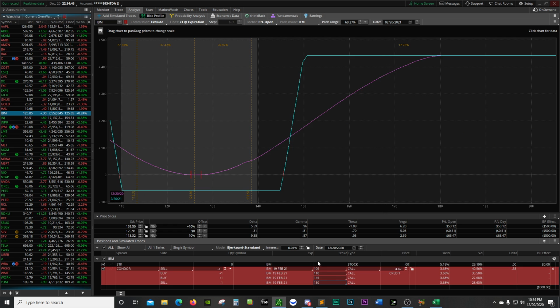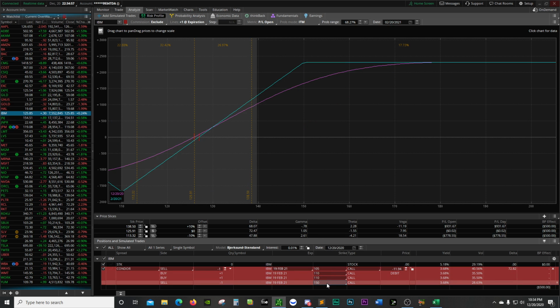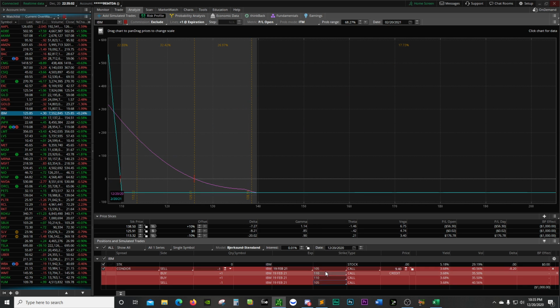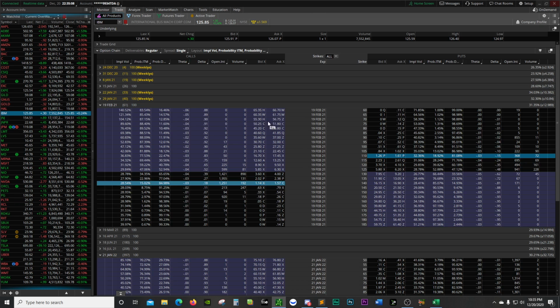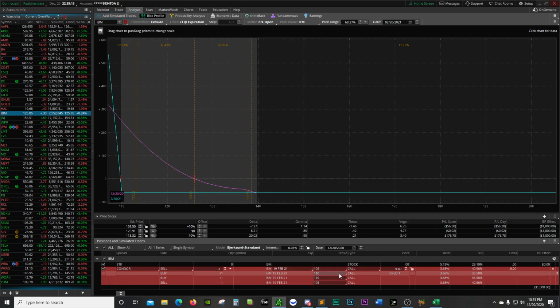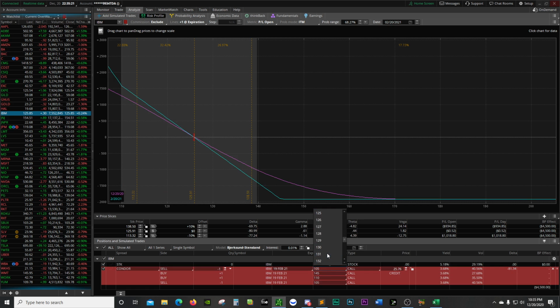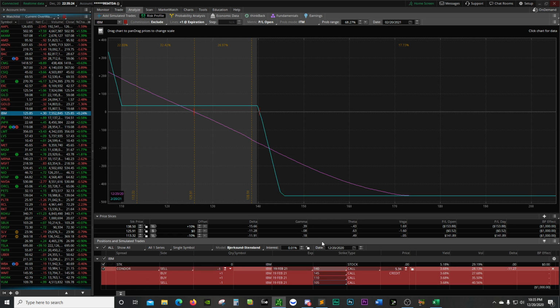So this is actually inverted. Whoopsie. No wonder. Okay, hold on a second. I did the wrong side. Just fix that. What was my other side? 140, 145. And as you do that, you're looking to close this iron condor probably what, 20 days out, 15 days out? Yeah, I would say so.